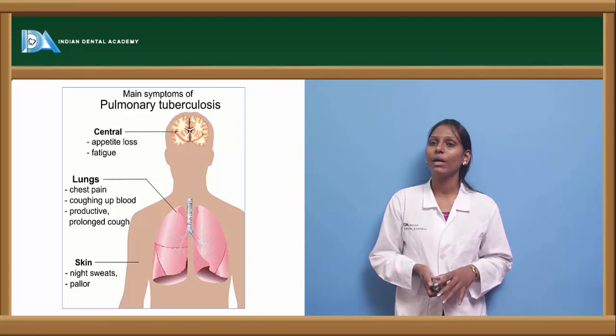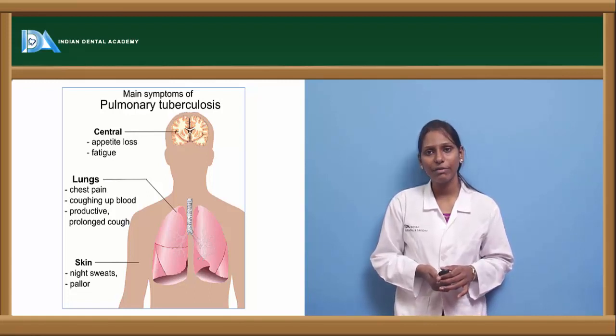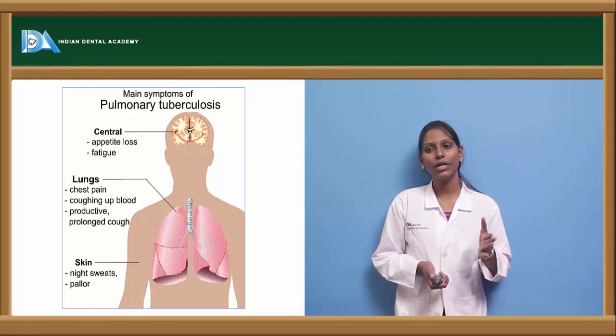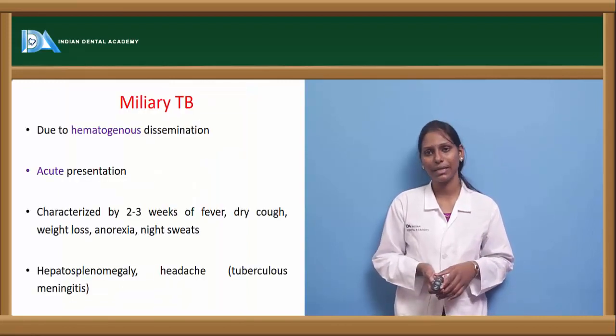The main symptoms of pulmonary tuberculosis are loss of appetite, fatigue, chest pain, coughing up of blood, a prolonged cough, night sweats and pallor.